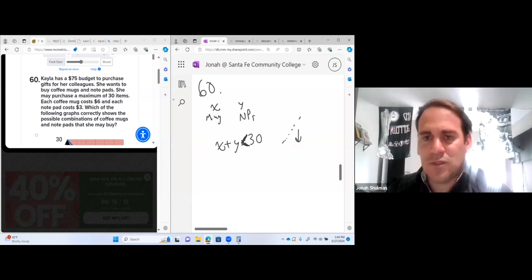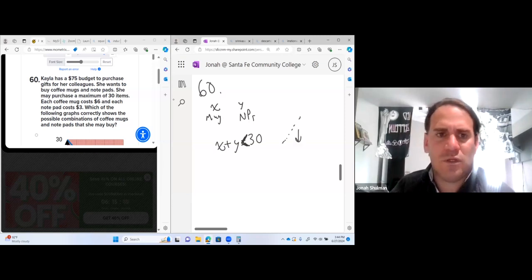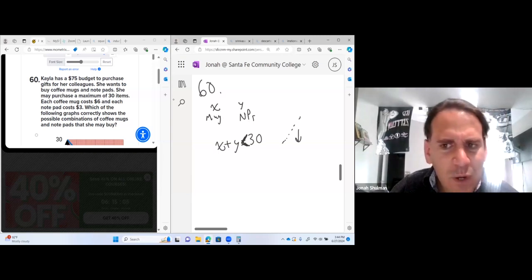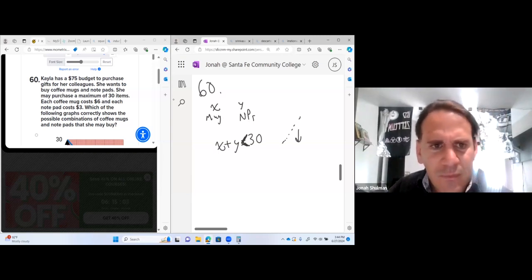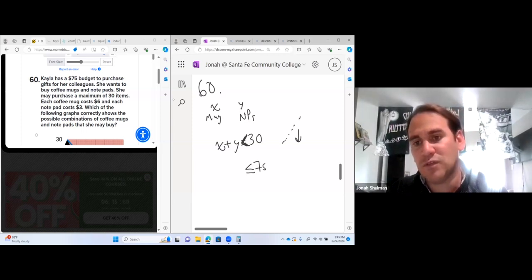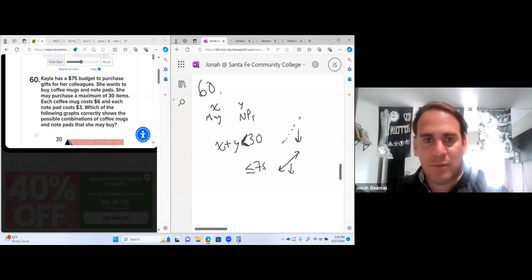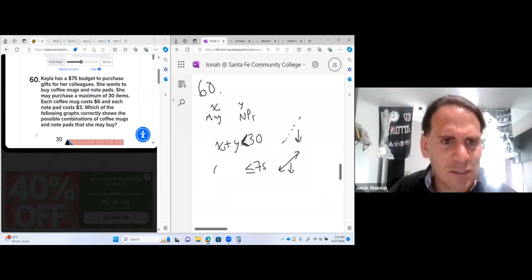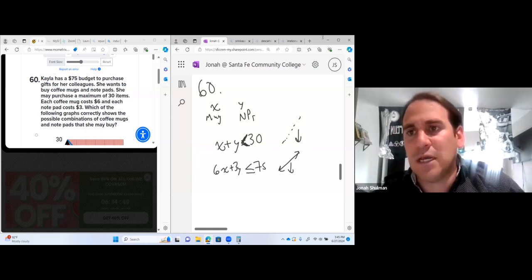And whenever it's less than, it means it's a dotted line. We're going to be under this. So I'm going to do the first one. And then, which is what? We have $75. So it can be less than or equal to 75. So this is going to be a solid line, and we still have to be under it. And mugs cost $6, and notepads cost $3. All right, so I'll show you exactly how to do this one.